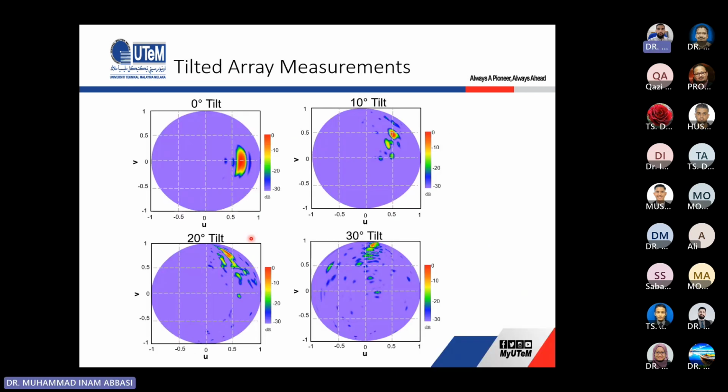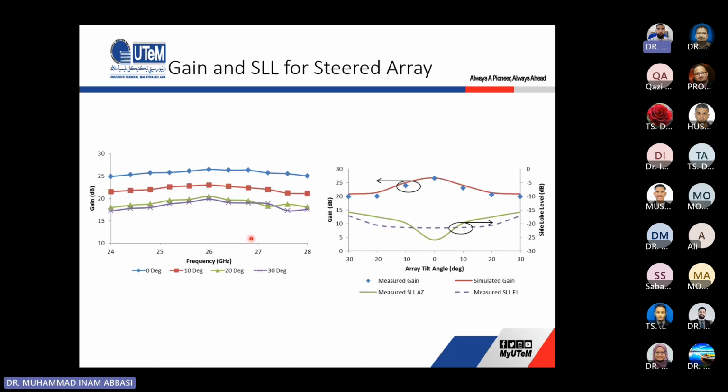Okay, so for different angles, these are the 3D results. In the frequency versus gain curve, we got a very stable gain at different frequencies for 0 degrees. Of course, when we tilt the array from our original design, it will affect the gain. It affected the gain slightly, but it was still acceptable. Also, the side lobe levels were good enough, very low.